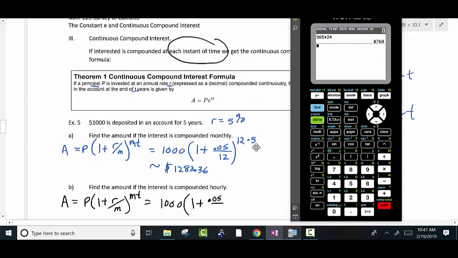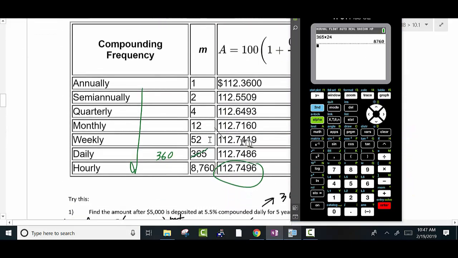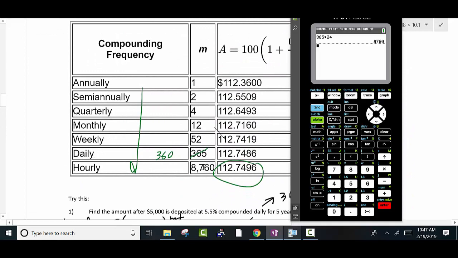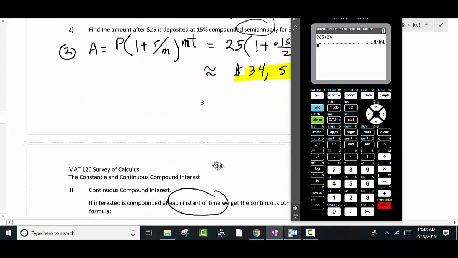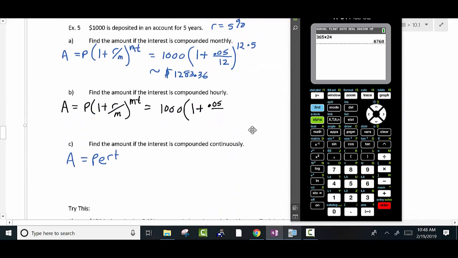Now, if you go back to the previous page, hourly is 8,760, but that's where that comes from. So you can always figure that out. So we would have over 8760, and then the exponent m is 8760, and then the time again is 5 years. The answer to this problem is going to be bigger than the previous problem or smaller? Bigger, a little bigger. That's what we'd expect.